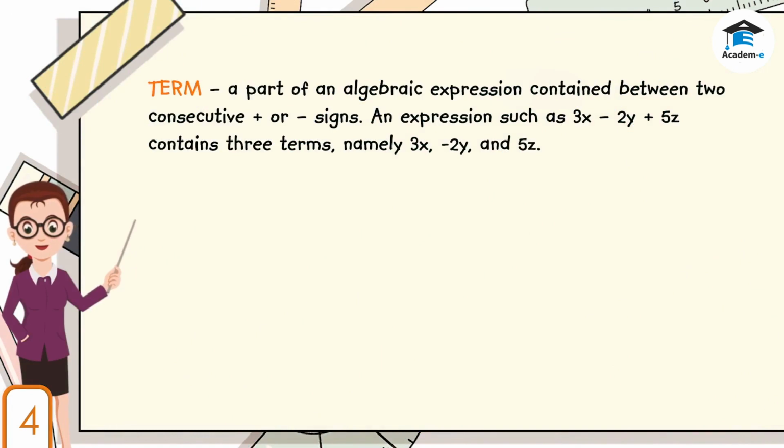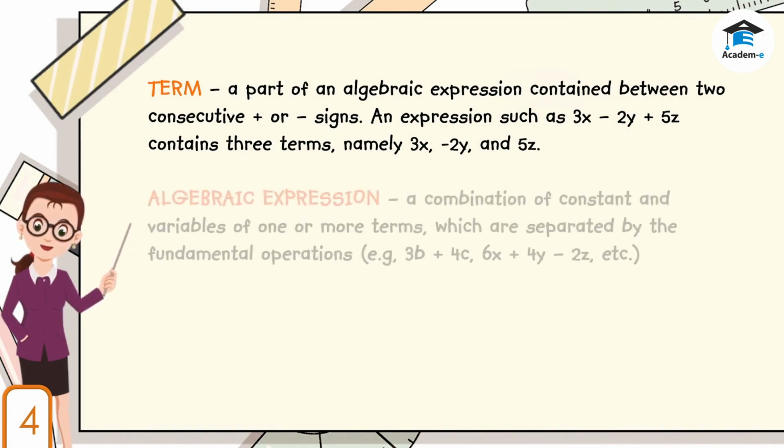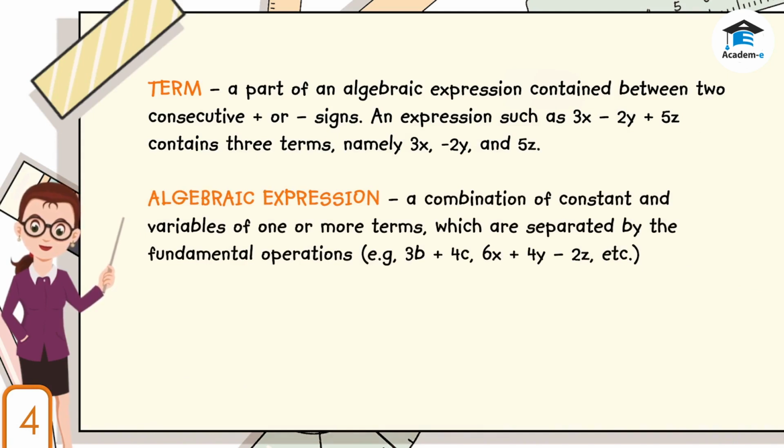A term is a part of an algebraic expression contained between two consecutive positive or negative signs. An expression such as 3x minus 2y plus 5z contains three terms, namely 3x, -2y, and 5z. An algebraic expression is a combination of constants and variables of one or more terms, which are separated by the fundamental operations. For example, 3b plus 4c, 6x plus 4y minus 2z, etc.